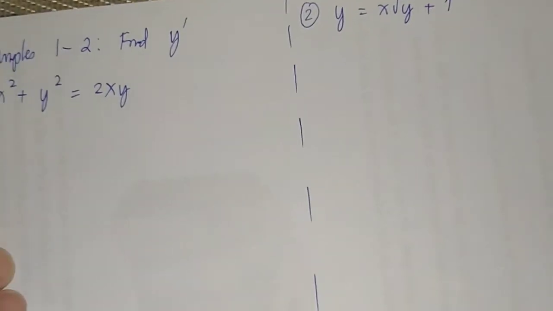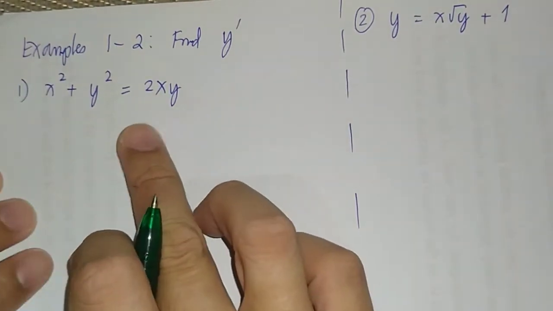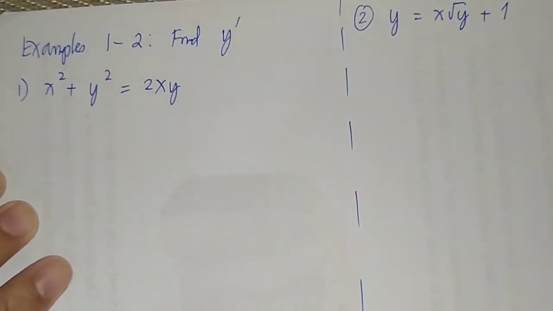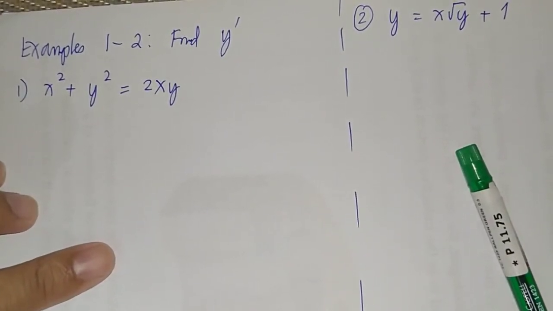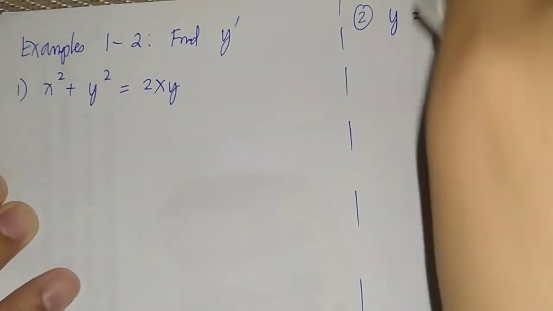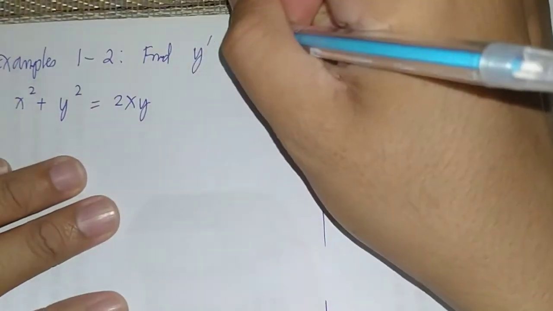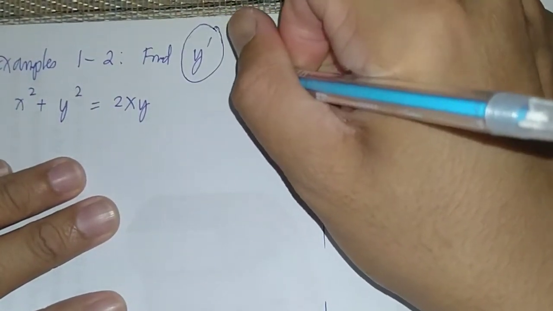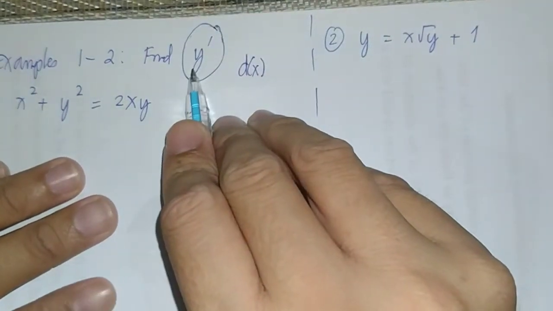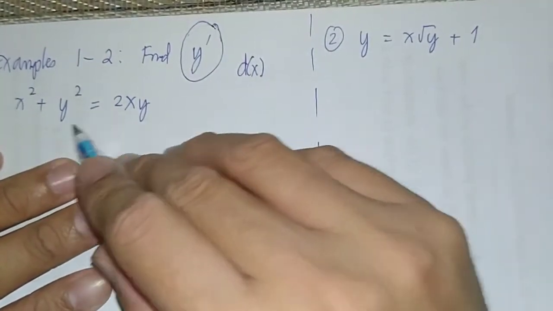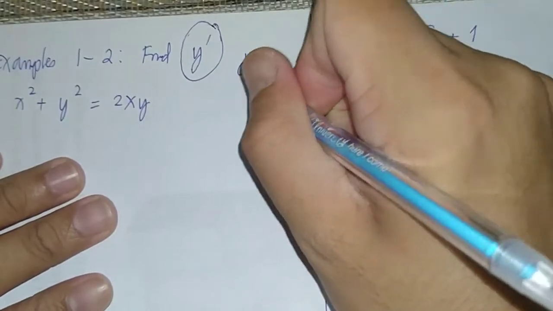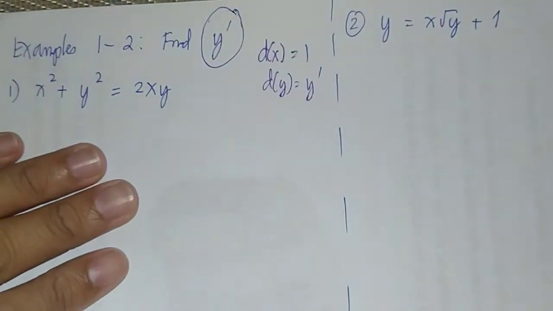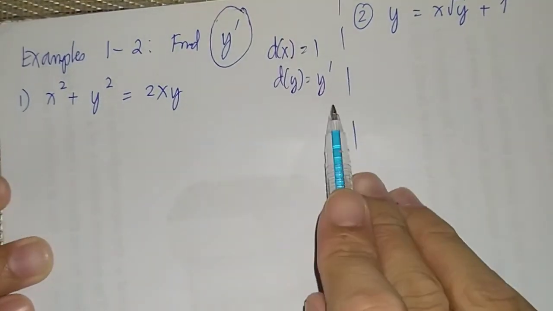So, meron akong given dito na find y prime, given x squared plus y squared is equal to 2xy. So, as you can see, the function given is implicitly expressed. So, in that case, gagamit ako ng implicit differentiation. So, again, ang ating tatandaan, since y prime ang tinatanong, y prime is derivative of y with respect to x. Since there are two variables involved lang, y and x, derivative ng x is 1. Ang derivative ng y is y prime.